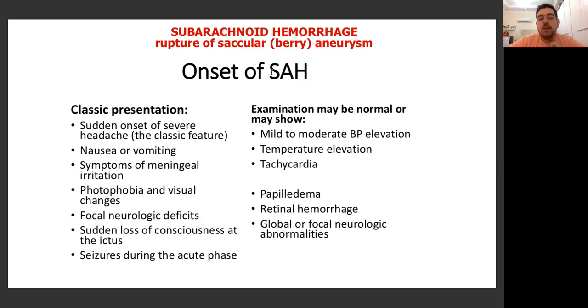Also, it's very important to distinguish them from a state of meningitis, because subarachnoid hemorrhage irritates the meninges. So sometimes meningeal signs like Brudzinski and Kernig signs are positive, and sometimes they even have photophobia and visual changes. So it can become slightly difficult to distinguish between meningitis and subarachnoid hemorrhage. They even sometimes develop temperature elevation. So it can be a little bit tricky to distinguish between them.